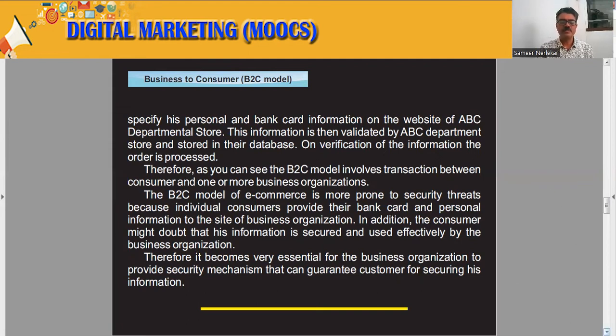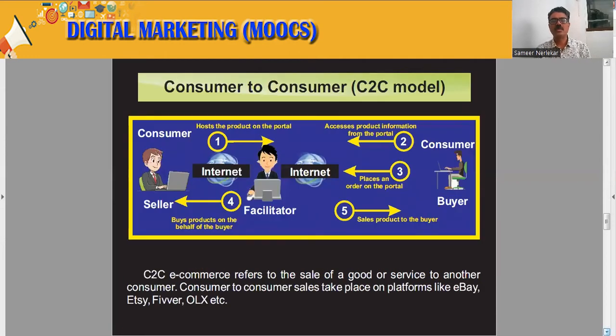Now let us move towards the next business model, that is the consumer to consumer model. In this particular model, at both ends of the transaction, consumers are involved. No business party is involved in this type of transaction. C2C e-commerce refers to the sale of goods or services to another consumer. Consumer to consumer sale takes place on platforms like eBay, Etsy, Fiverr, or OLX, etc.